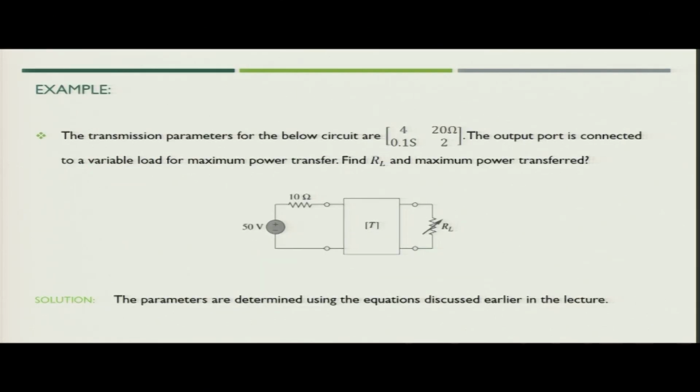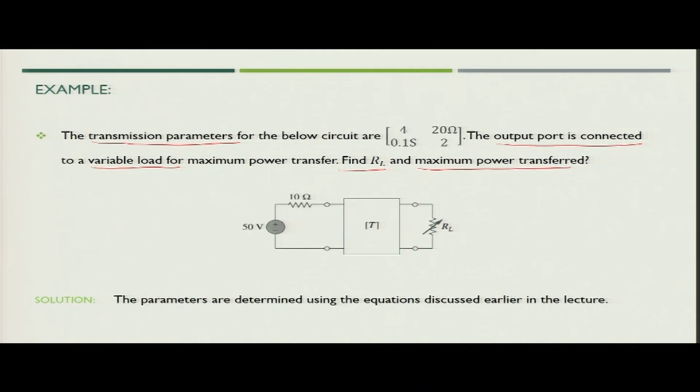Now, let us see another example where the transmission parameters are given. So, here you see the transmission parameters in the matrix form. The output port is connected to a variable load for maximum power transfer. Now, what we have to do? We need to find out the value of RL at which maximum power transfer will take place, and we need to find out how much maximum power will be transferred. So, what we will do? We will utilize the same process which we discussed.